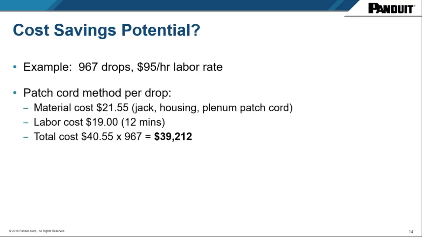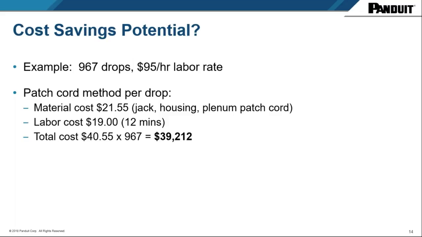So if we take a look at the patch cord method as a comparison, per drop, we would have material costs that would be somewhere in the neighborhood of, in this example, $21.55. And that's because, again, this is a 6A example. So we've got a 6A jack, we've got a housing for that jack, and then we've got a plenum rated patch cord that would be going from the secured jack to the device.